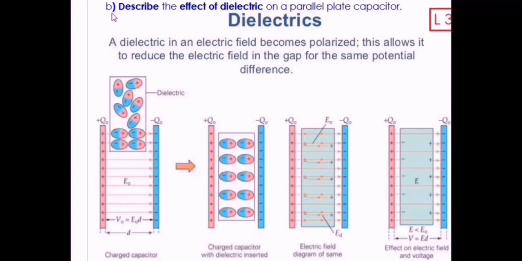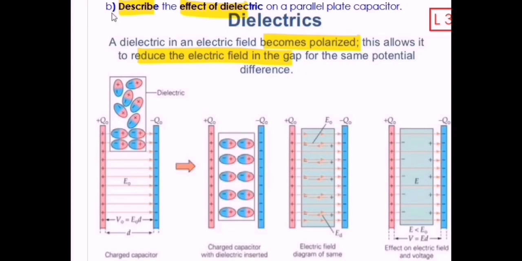Next we will talk about describing the effect of a dielectric in a parallel plate capacitor. What happens when we insert the dielectric into the capacitor? It says here, a dielectric in an electric field becomes polarized. This allows it to reduce the electric field in the gap.